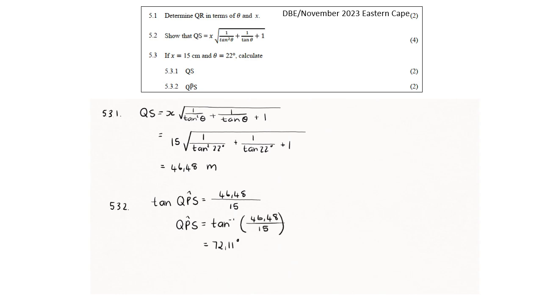72.11 degrees. Let's look at the mark allocation for this question. This question counted 2 marks. You get 1 mark for using tan and 1 mark for the answer, 72.11 degrees.